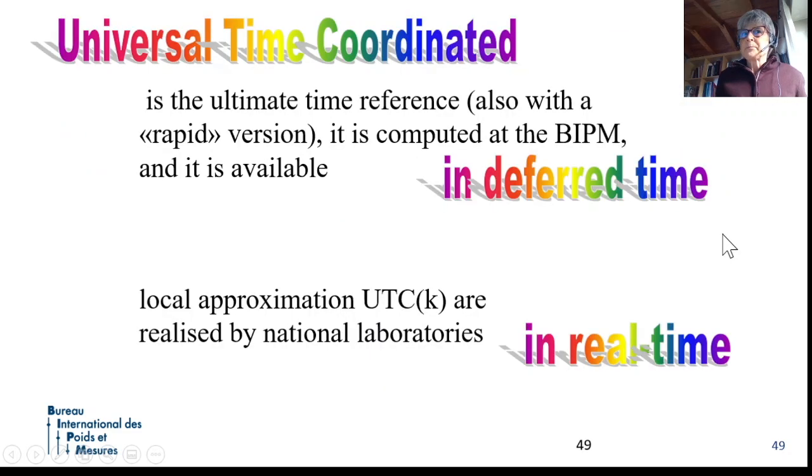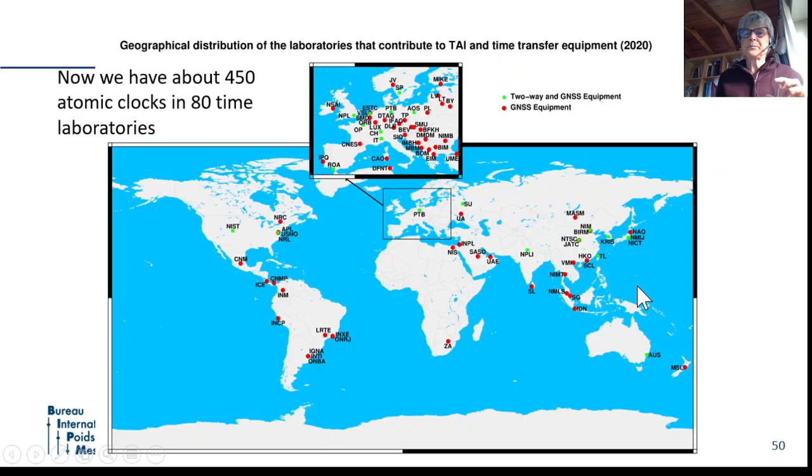So first, UTC is computed at the BIPM in deferred time, because we need time to collect all the data and to validate everything. While there are laboratories, national metrological laboratories, astronomical observatories or other time laboratories, which are realizing a real-time approximation of UTC, which are called UTC(k), where k is the name of the laboratory.